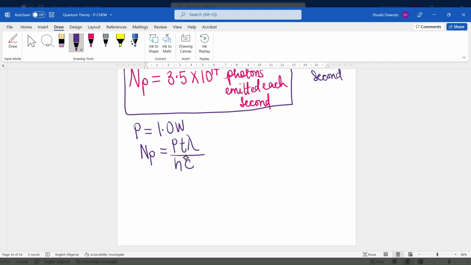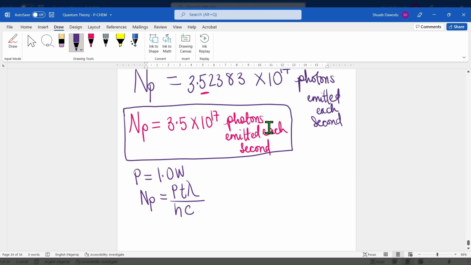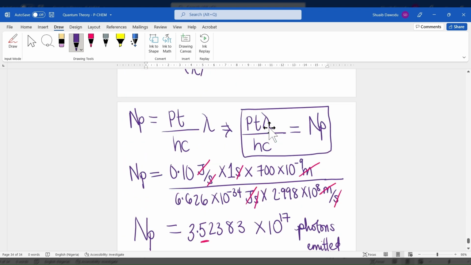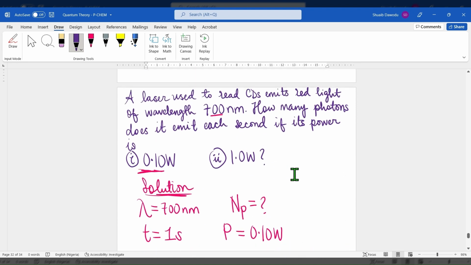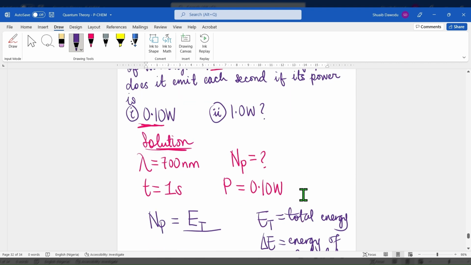So that is basically it. And if you want a quick refresher, even though I don't want to go into detail, let's not forget the main point of what I was trying to explain is that we're actually determining the number of each individual photon emitted each second if its power is 1.0 watts.